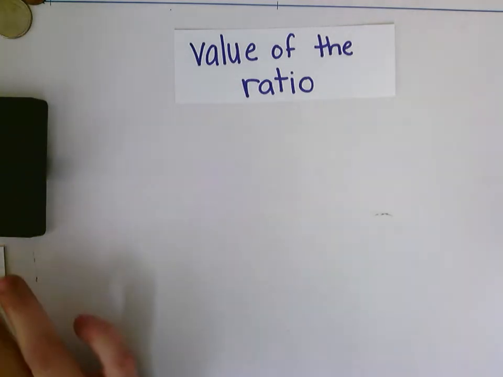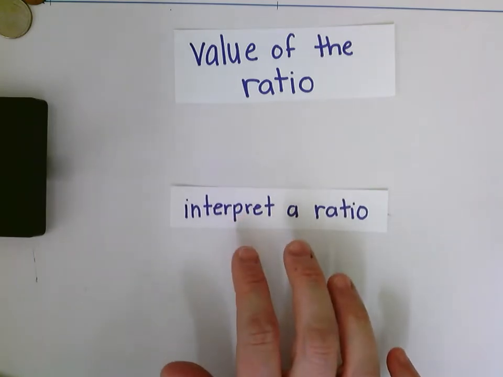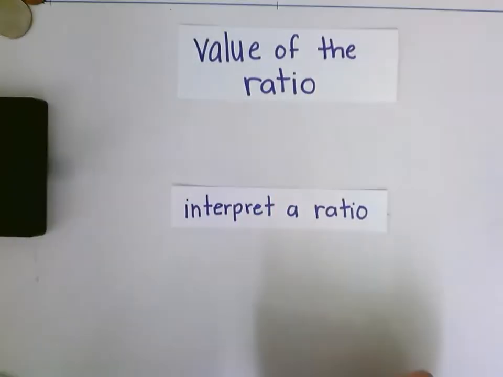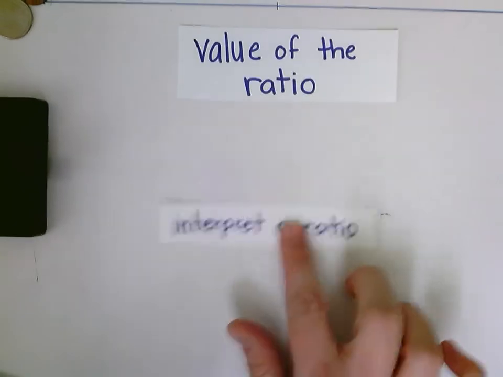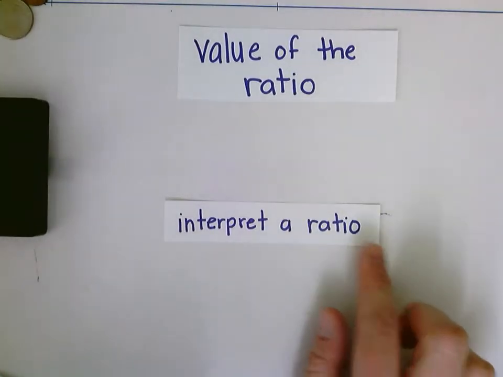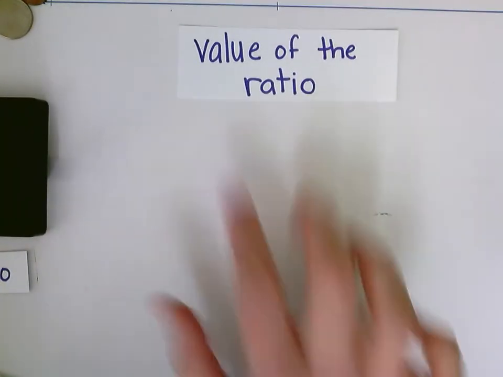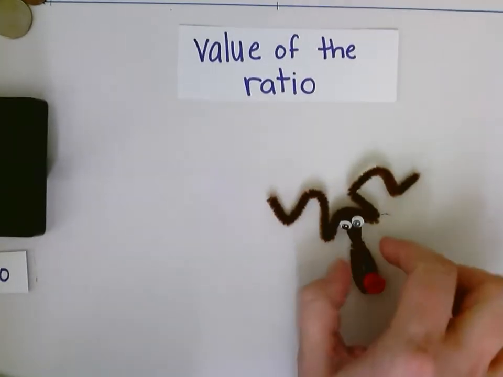Let's talk about interpreting a ratio. When we interpret a ratio, we're finding out the value of the ratio. Interpret just means to think about, to describe what's happening, right? So if we're going to find the value of a ratio, let's take a look at my little reindeer friend here.